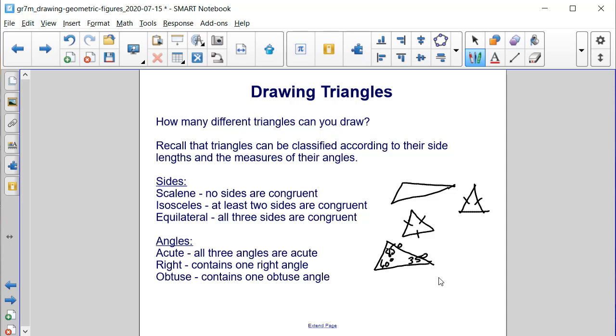A right triangle contains one right angle. And right angles measure 90 degrees, and sometimes they're noted by small boxes, as well as 90 degrees for that number. And an obtuse triangle contains one obtuse angle. Let's say this is 110 degrees, which is considered to be obtuse.